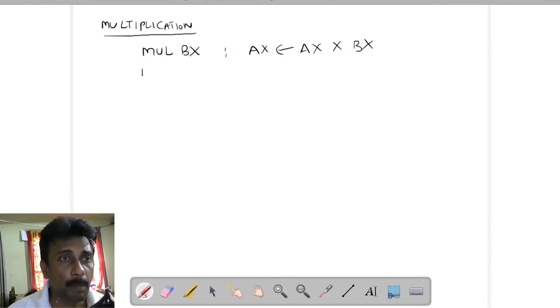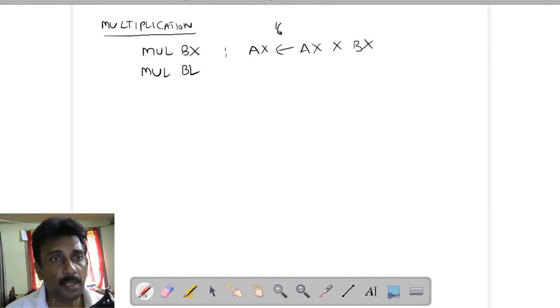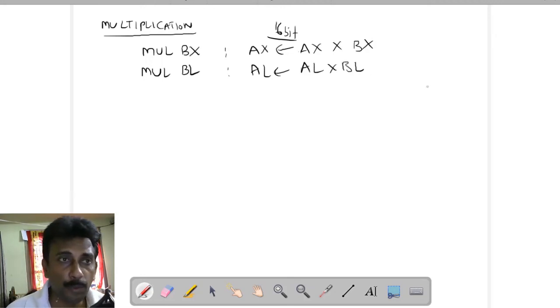You can write mul bl for 8-bit operation. This is a 16-bit operation, and this is an 8-bit operation. For 8-bit operation, you can write al equals al into bl. You may use addition, subtraction, multiplication and division either for 8-bit as well as 16-bit.